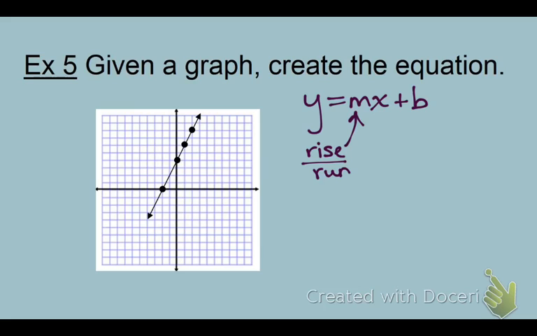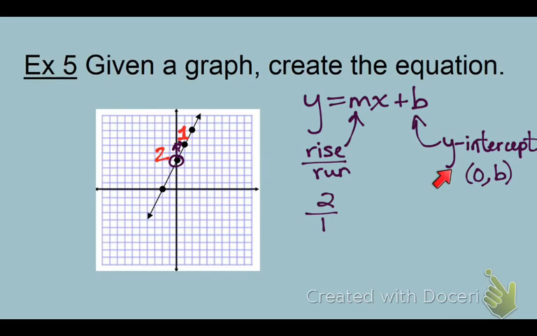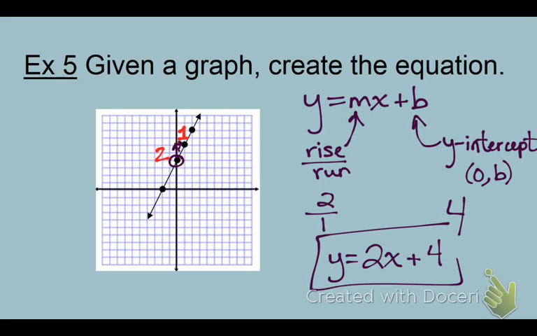For this slope, looking at rise over run, just pick a point. I'm going to pick this point and figure out how much I rise and how much I run. Looks like I move up 2, right 1. Those are both positive directions. So for my slope, I go up 2, right 1. Now the y-intercept is where we cross the y-axis. It looks like a 4. So y equals 2x plus 4.